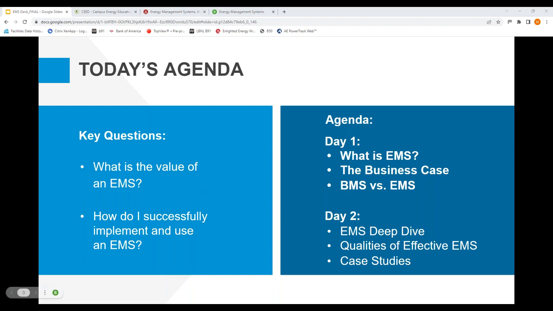And then next week, our day two, we'll do a deeper dive into an EMS system and also the qualities of an effective EMS. Just because you have one, or you have that software, doesn't necessarily mean it's going to be successful. So we'll get into that. And then, of course, we'll finish up with some case studies.